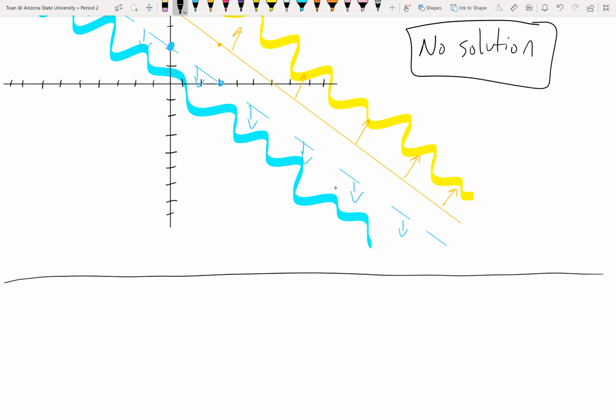But good question. So the observation was, oh, this is easy, they have the same slopes. They're parallel. Not all parallel systems of inequalities will be no solution, though. It all depends on the shading.